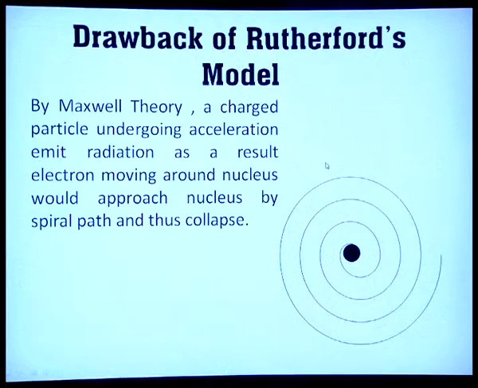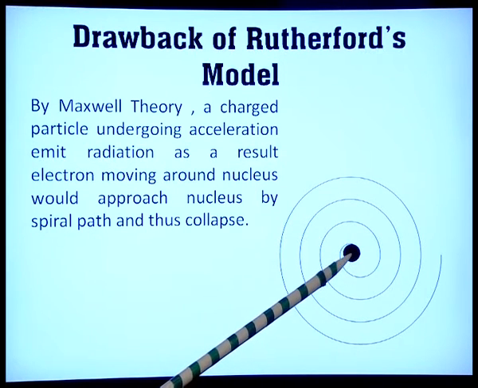But there is a drawback of this model. By Maxwell theory, a charged particle undergoing acceleration emits radiation. As a result, the electron moving around the nucleus would approach the nucleus by a spiral path, as you can see in the picture also, and thus collapse. It does not happen with the atom. Atom is stable, so we can say the Rutherford model failed to explain the stability of an atom.